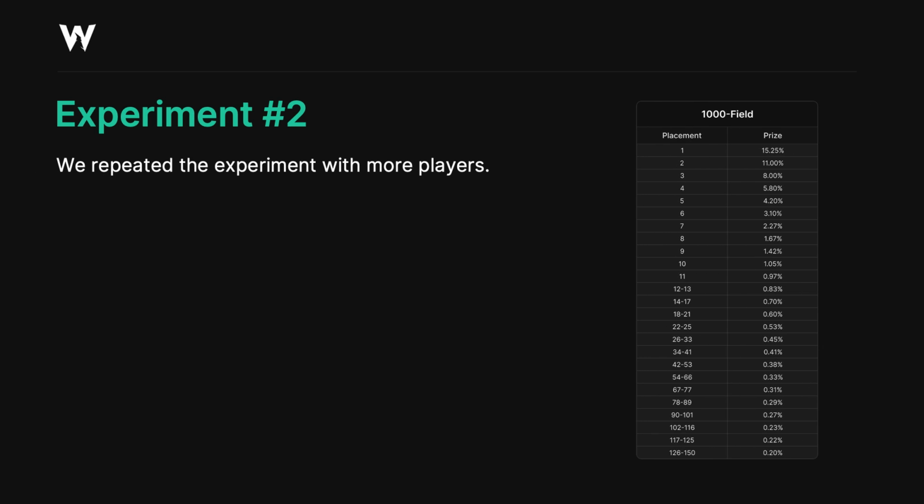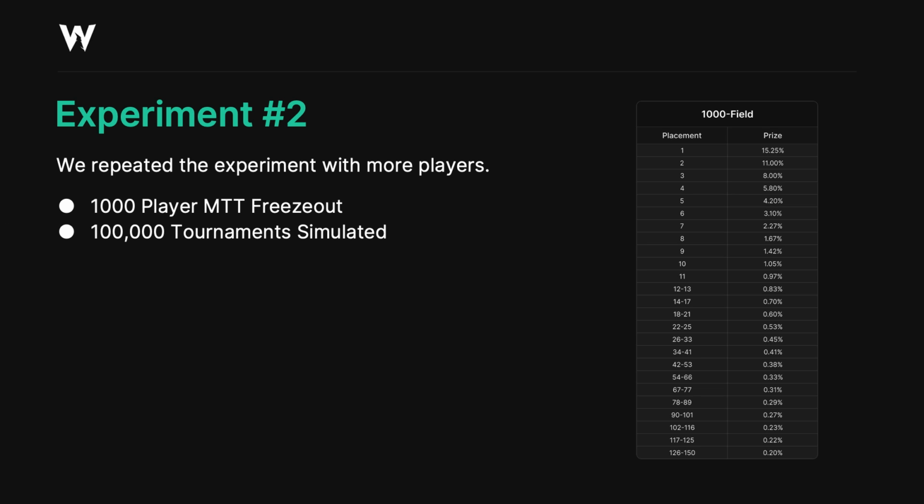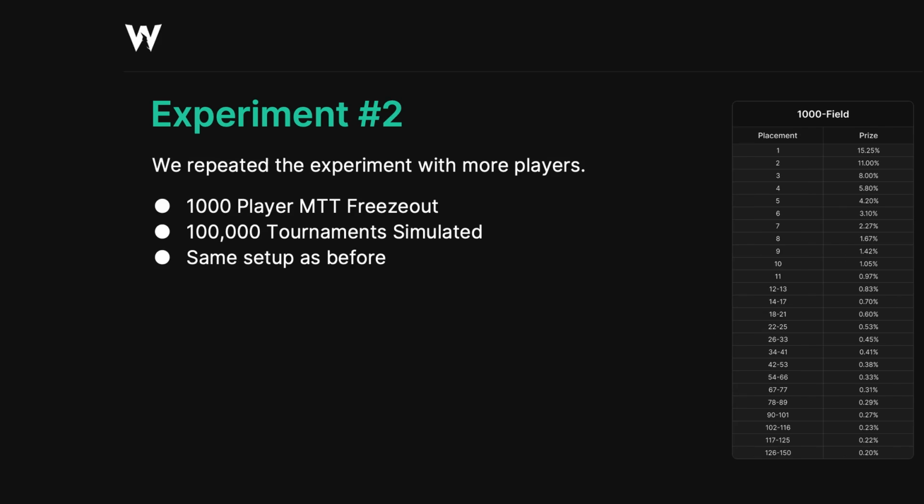Good science involves isolating variables and repeating your experiment. So that's what we're going to do here. Instead of a 200-player freezeout, we're going to simulate a 1,000-player freezeout to see how that impacts the results. Same setup as before, 6 different strategies, 7 big blind average stack. Let's see how they did.